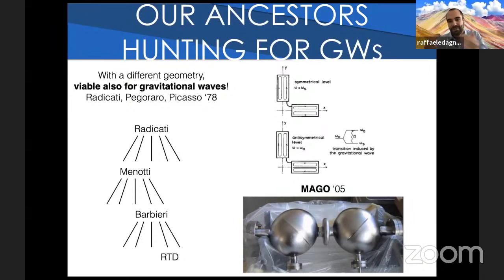But aside from this historical curiosity of how the idea was born, the really important point about this slide is that these guys actually built an experiment, or at least a prototype, in 2005. So a lot of our noise estimates come from experimental measurements that they made back then.